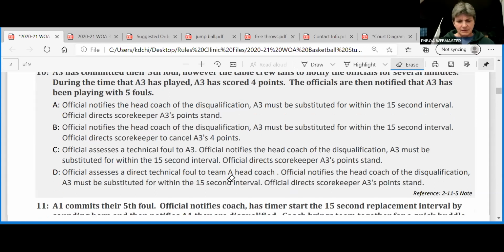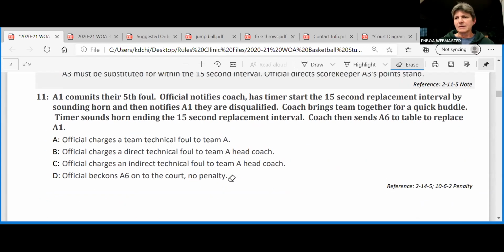All right, Rowan. Number 11. A1 commits their 5th foul. Officials notify coach, have timer start the 15-second replacement interval by sounding horn, and then notify A1 that they are disqualified. Coach brings team together for a quick huddle. Timer sounds horn ending the 15-second replacement interval. Coach then sends A6 to table to replace A1. This is my first time looking at this one, so let's see.